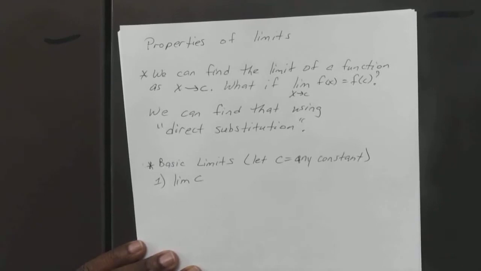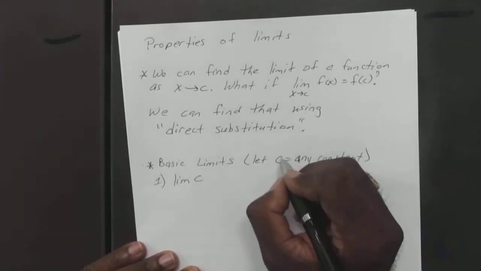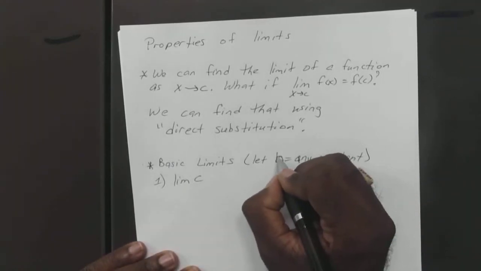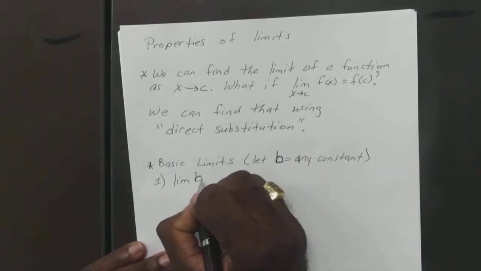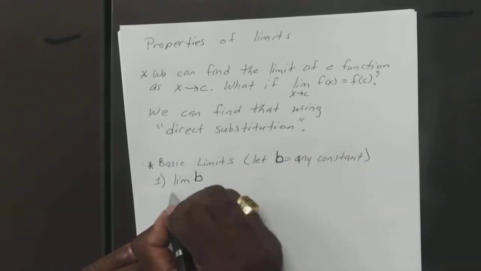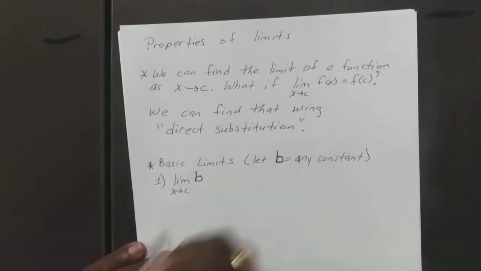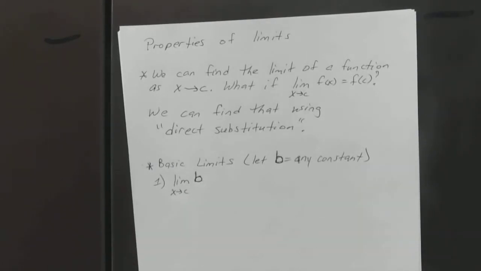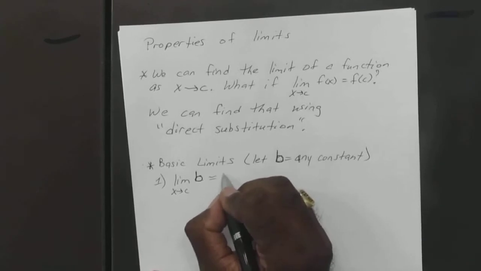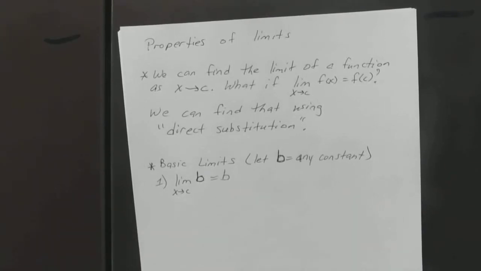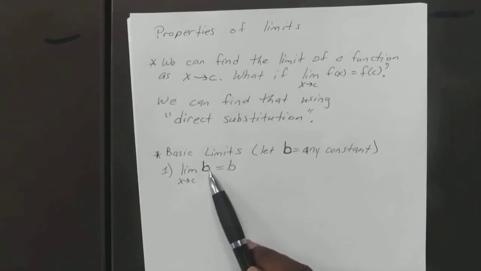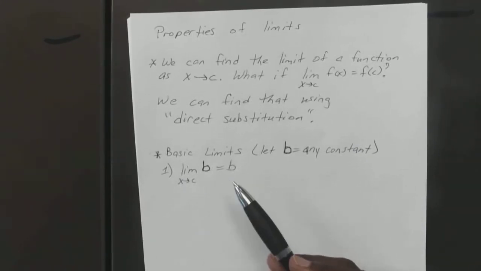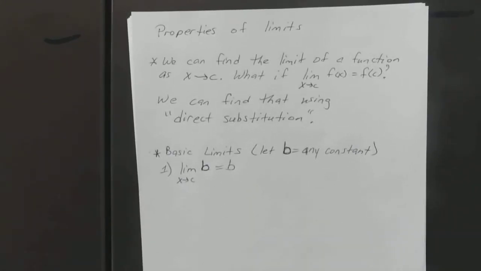So the limit of any number, oh, actually make that b because I already have c. There you go, I'll let that be b. I forgot I already had x approaches c, so that wouldn't make any sense. The limit of b is equal to that constant. Because remember, all we're going to do with direct substitution is replace that c with any x variable. If there are no x variables, then there's nothing to replace.